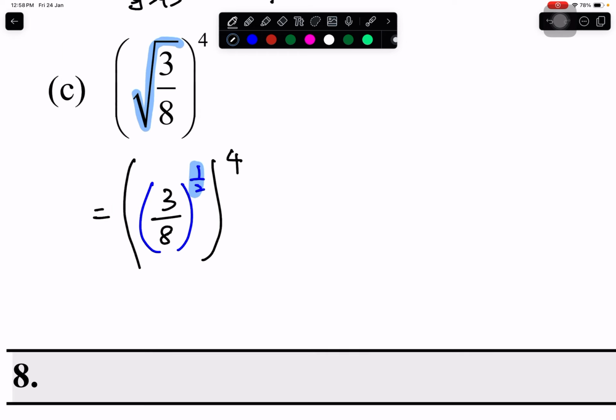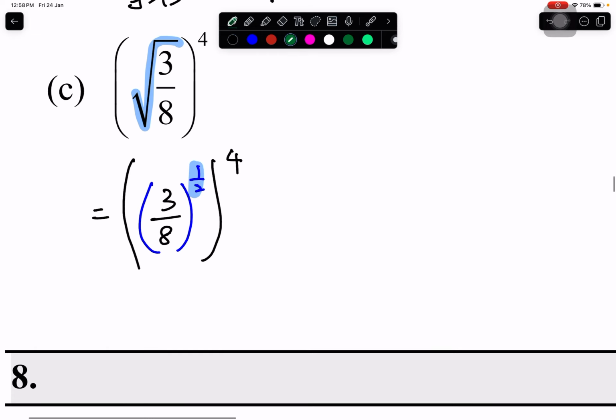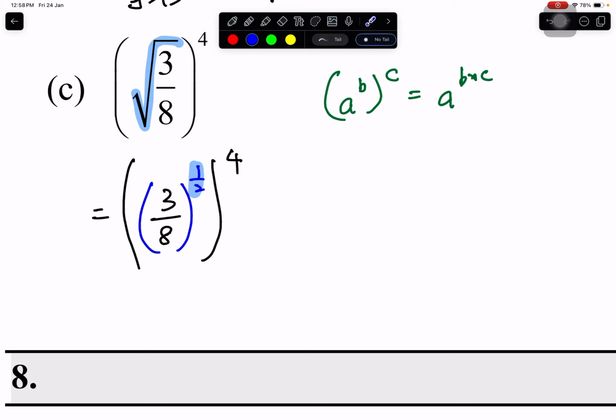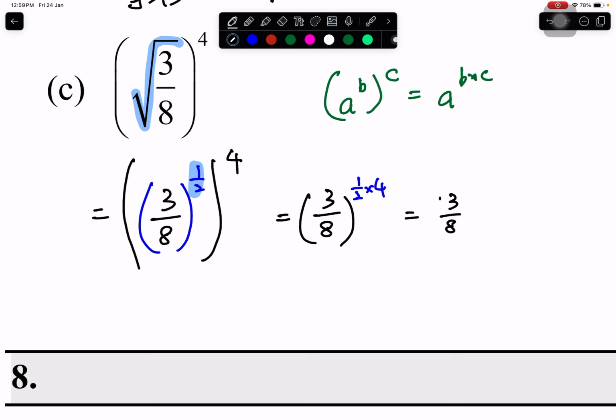Now we can use what we have learned from the power of the power, which is a to the power of b, and outside there's a c, which is a to the power of b times c. So we can then multiply these two together. That equals 3 over 8 to the power of 1 over 2 times the 4, which is 3 over 8 to the power of 2.